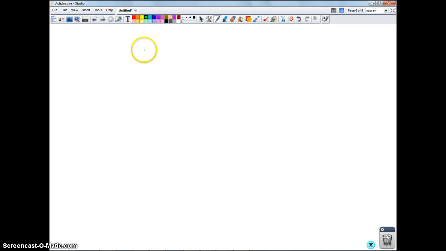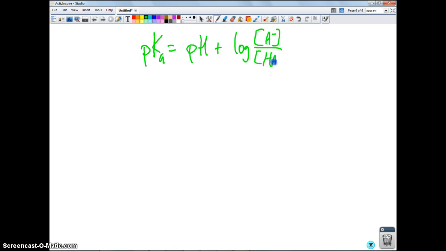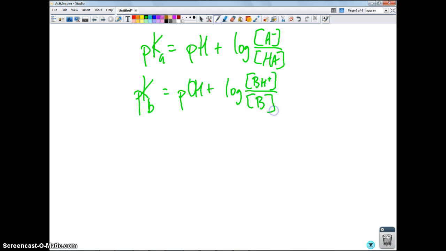So this is called the Henderson-Hasselbalch equation. pKa equals the pH plus the log of the concentration of the A minus divided by the concentration of the HA. It works the same way for bases. If I want the pKb, it's going to be the pOH plus the log of BH plus divided by the base. Hopefully this is starting to make a little bit of sense.